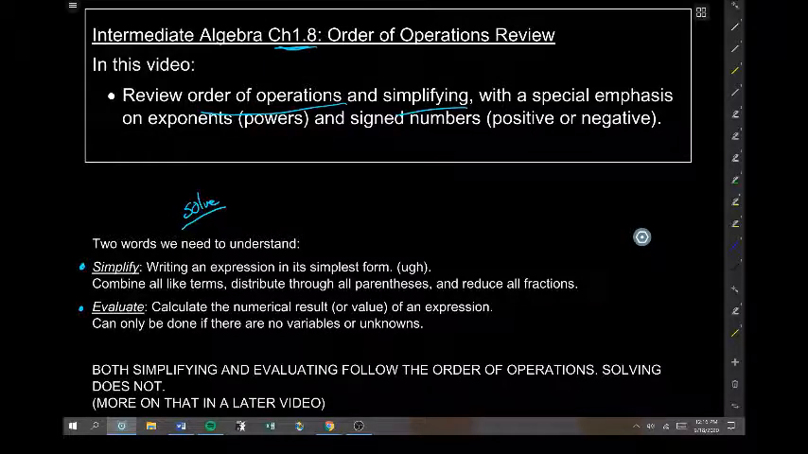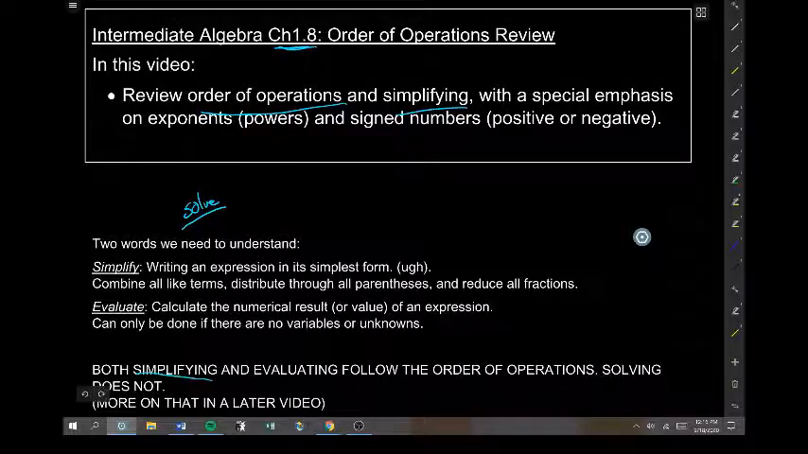To evaluate, you're going to calculate a numerical value. It comes out with a result of some sort. You can only evaluate if there's no variables or unknowns, if you just have numbers and symbols. You are simplifying if there are variables or unknowns.